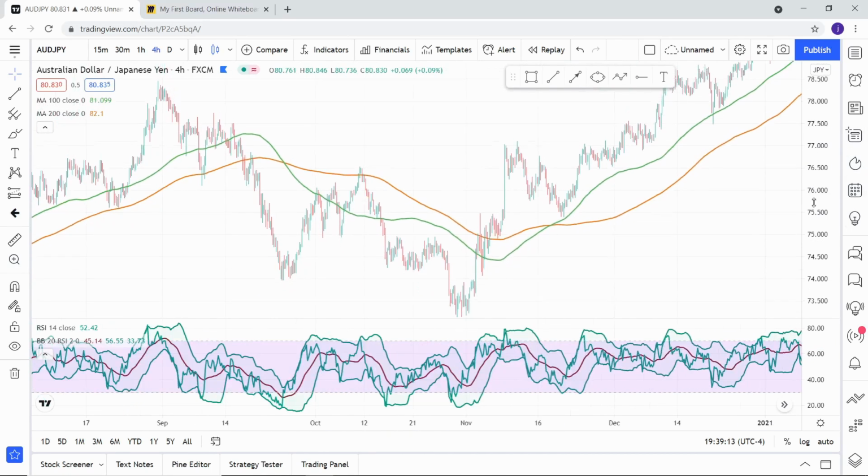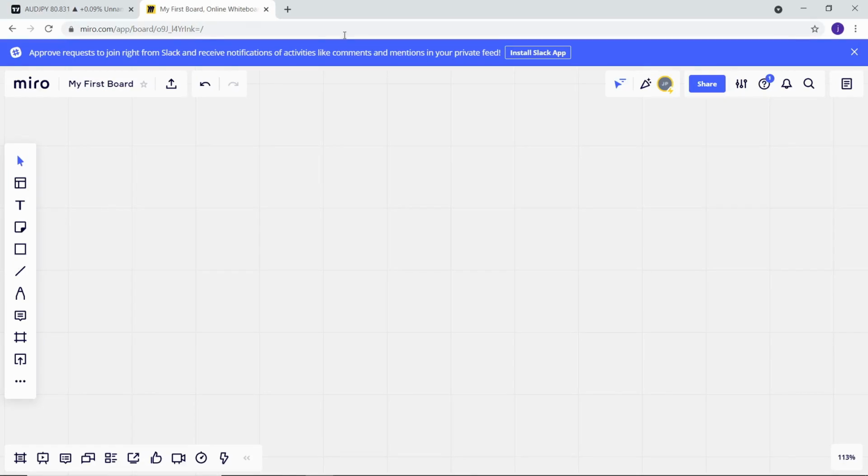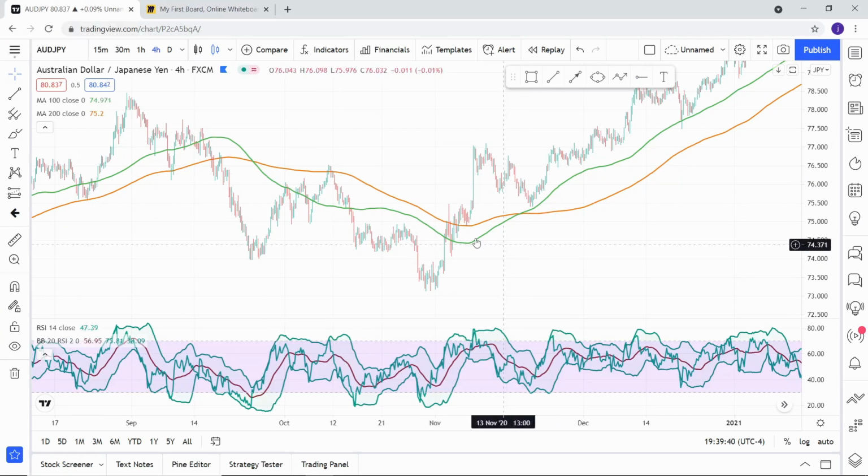All right, so these are support and resistors. Like I said, firstly, what are support and resistors? Well, they're basically marking key areas where you've seen price interact. Okay, and we're going to see what that means in a second. So what do I mean by areas where price interacts?